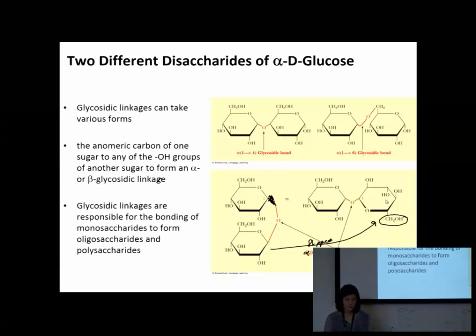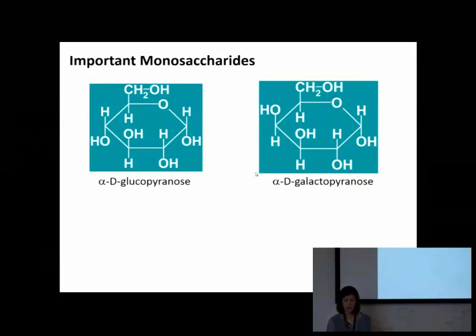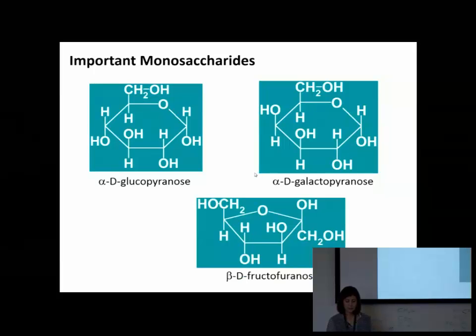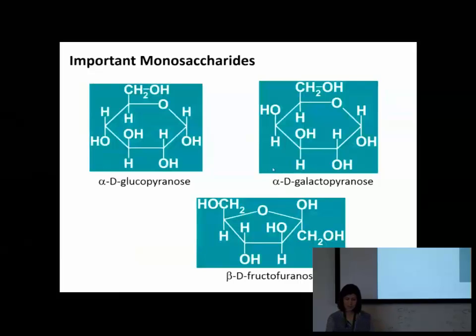So this is how we're going to put our sugars together to form disaccharides and polysaccharides. The important monosaccharides that I want you to eventually get are our glucose, our galactose, and our fructose. The glucose is the one that you are going to be immediately responsible for in this exam.